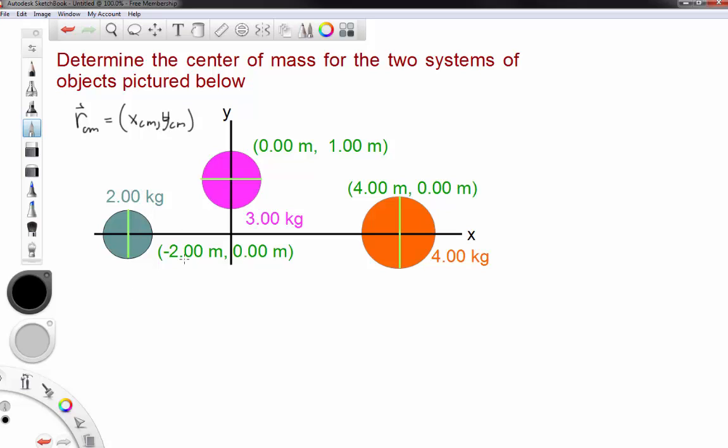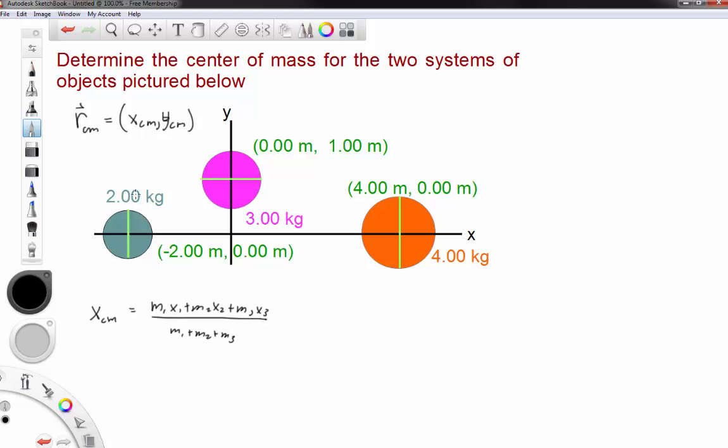To get x center of mass, you take the mass times the first x, you take the second mass times the second x, you take the third mass times the third x. You add them together, you divide by this mass plus this mass plus this mass, then you repeat for y. So let's look at that. X center of mass is going to be m1x1 plus m2x2 plus m3x3 divided by m1 plus m2 plus m3.